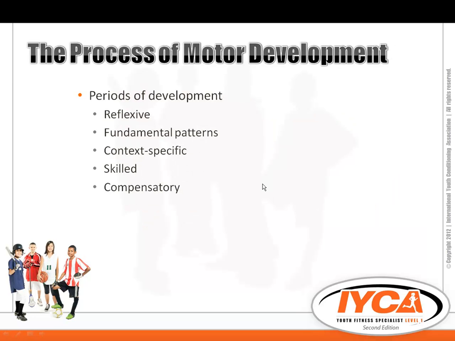Alright, so first we discussed the divisions of the nervous system. Now we're going to look at the process of motor development. Now the first thing that I can't emphasize enough, and you'll see it throughout this lesson, is that the age ranges that are provided for you here, I want you to hold those very loosely. And what I mean by that is there is significant variability from child to child, from person to person. And although these age ranges are generally accurate, there are always exceptions to the rule.